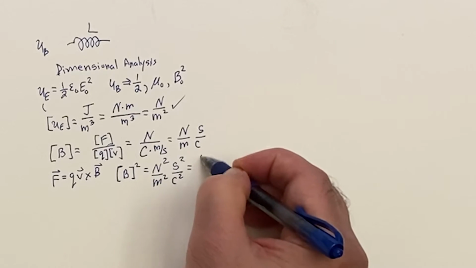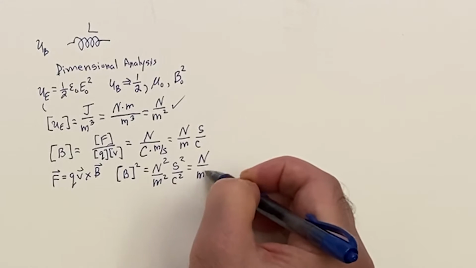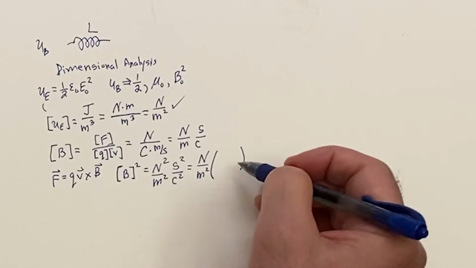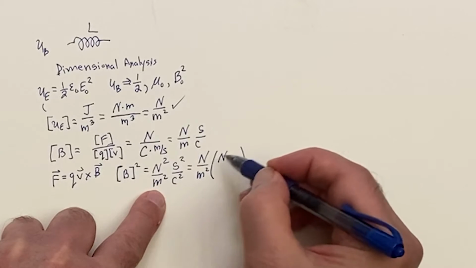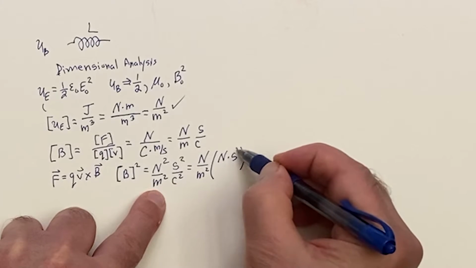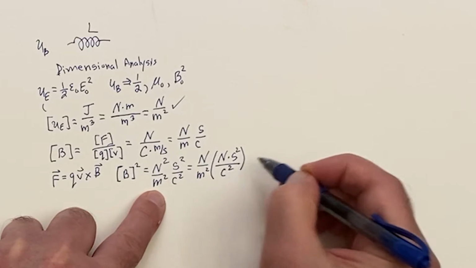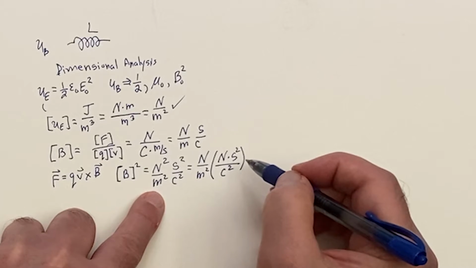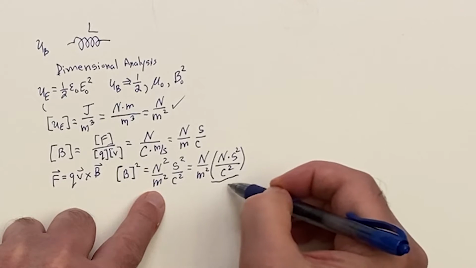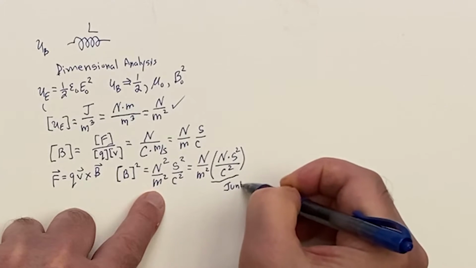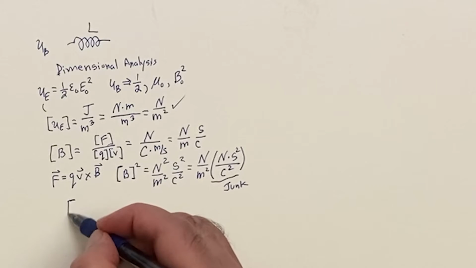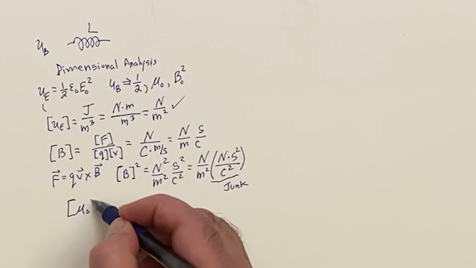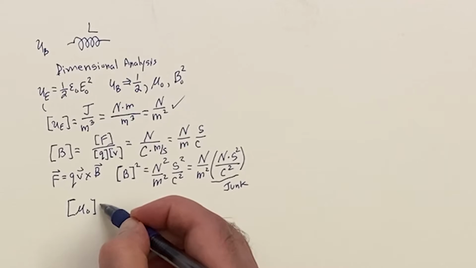But what I want is Newton per meter squared, and let's look at the junk that I want to get rid of. If I have Newton per meter squared, I have a Newton hanging around. I have a second squared, and I have a Coulomb squared. This is a good assignment to do dimensional analysis. Could do it now and then. So this is the junk. I don't want that.